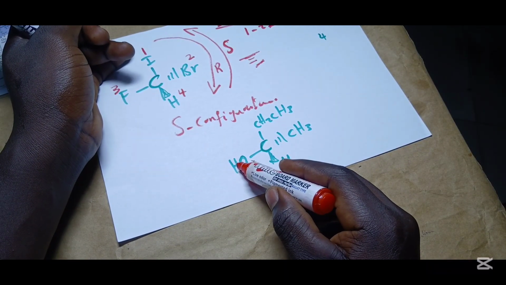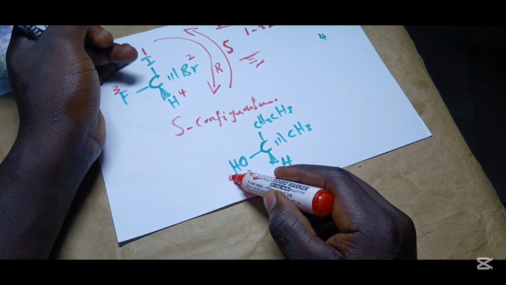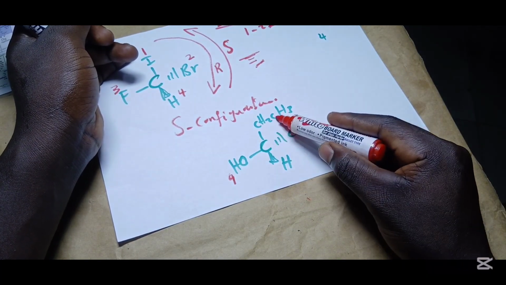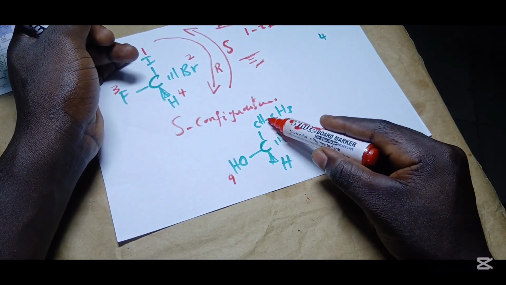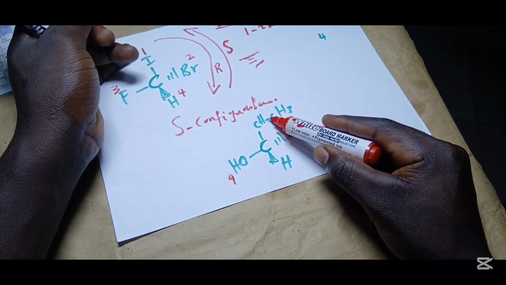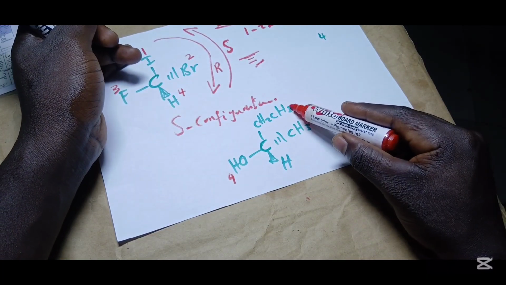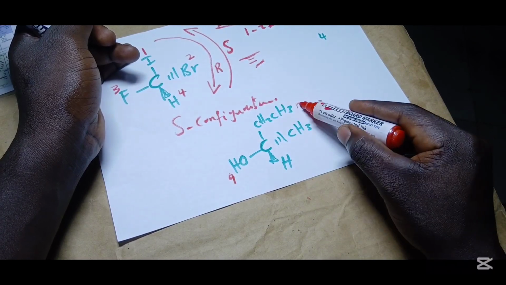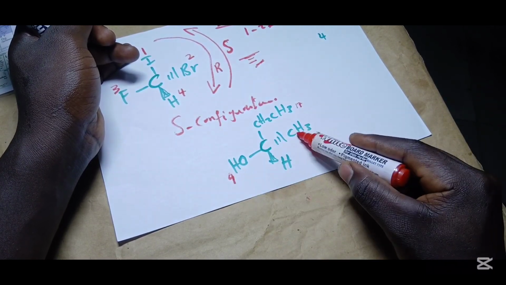Hydrogen has an atomic number of 1, making this 9. Carbon has an atomic number of 6. We have 2 carbons, making it 12. And 2 hydrogens here, 12, 13, 14. 3 hydrogens here, 15, 16, 17. So the total atomic number of this chain is 17. And this is 9. What about this?